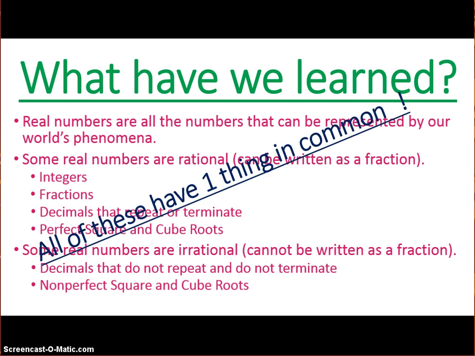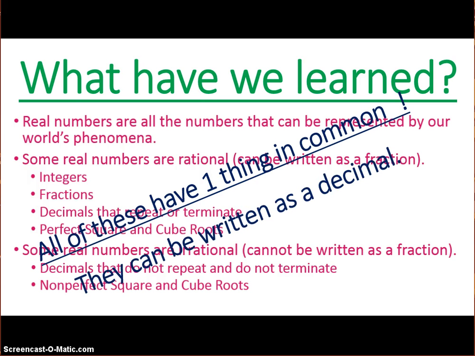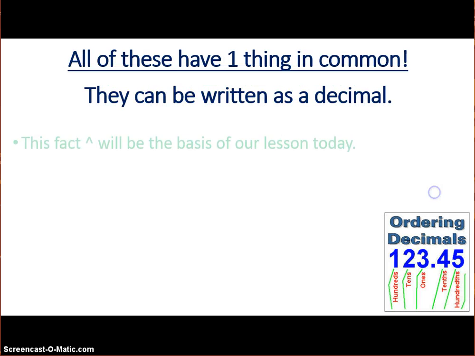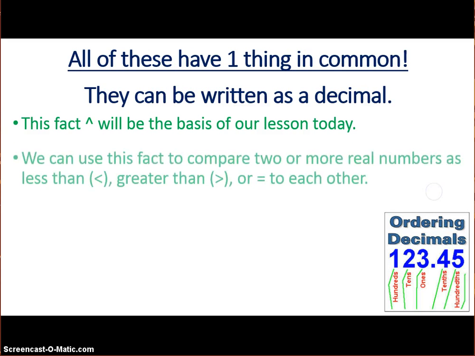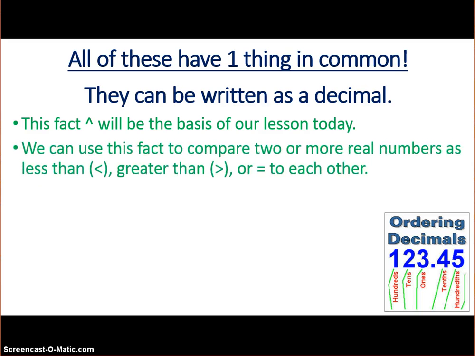What all of these things have in common is that they can be written as decimals. This is going to be the basis of what our lesson is going to deal with today. We can use the fact that we can write all of these forms as a decimal to compare two or more real numbers as less than, and here's the symbol for less than, greater than, or equal to.